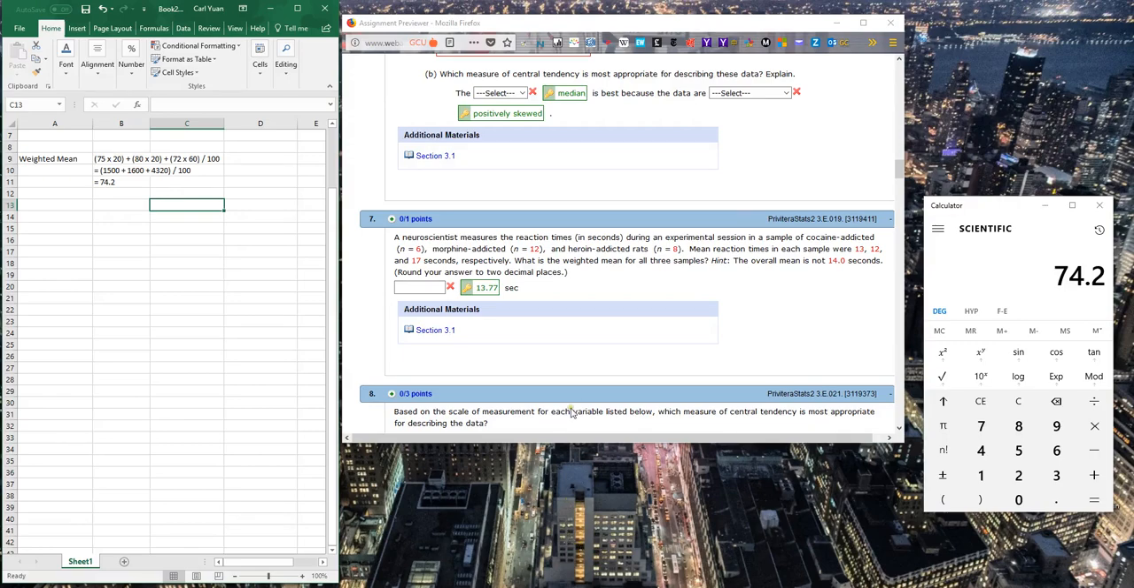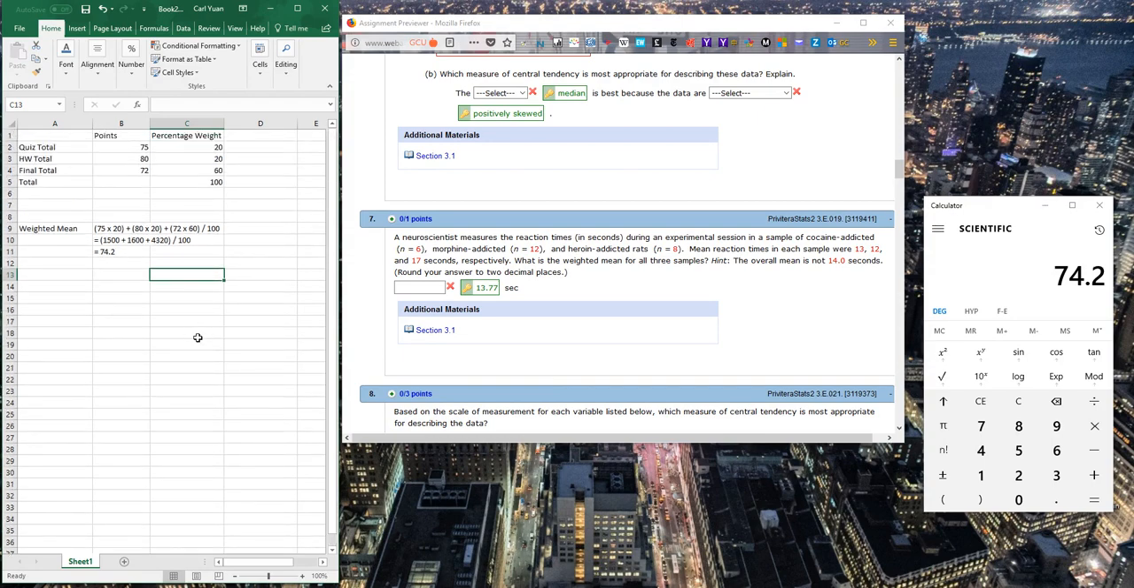Hi everyone, here's a quick demo on how to calculate weighted mean as seen in one of your problems in homework 2. So homework 2, it says in this experiment session, there are these three weights: n equals 6, which means there are 6 of them, n equals 12, 12 of them, and n equals 8, 8 of them, right?